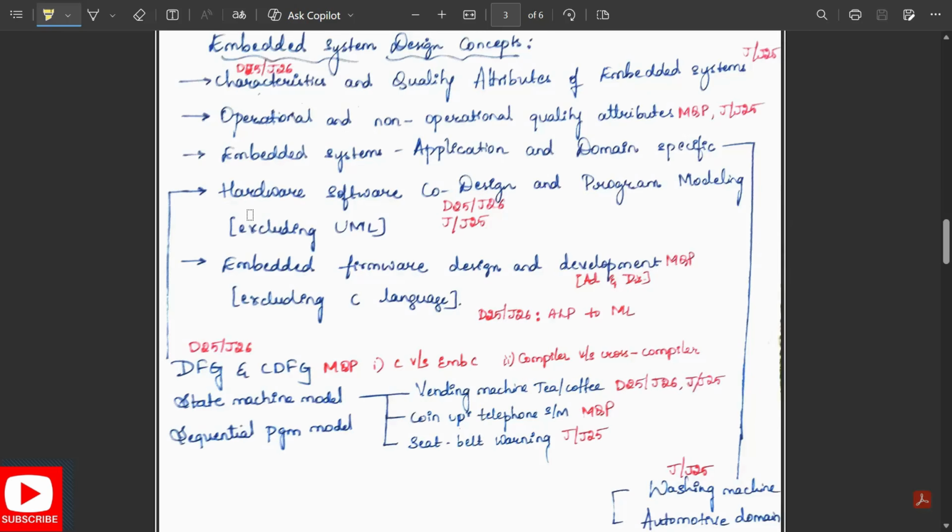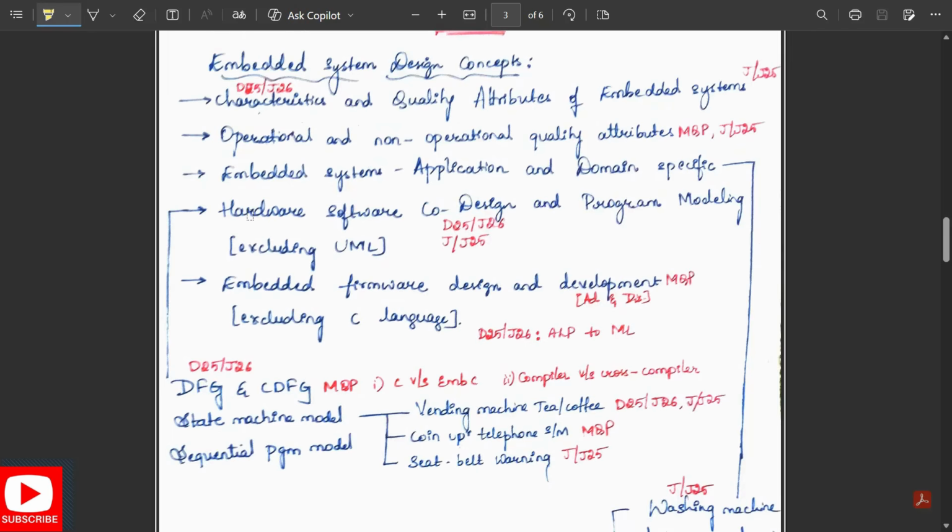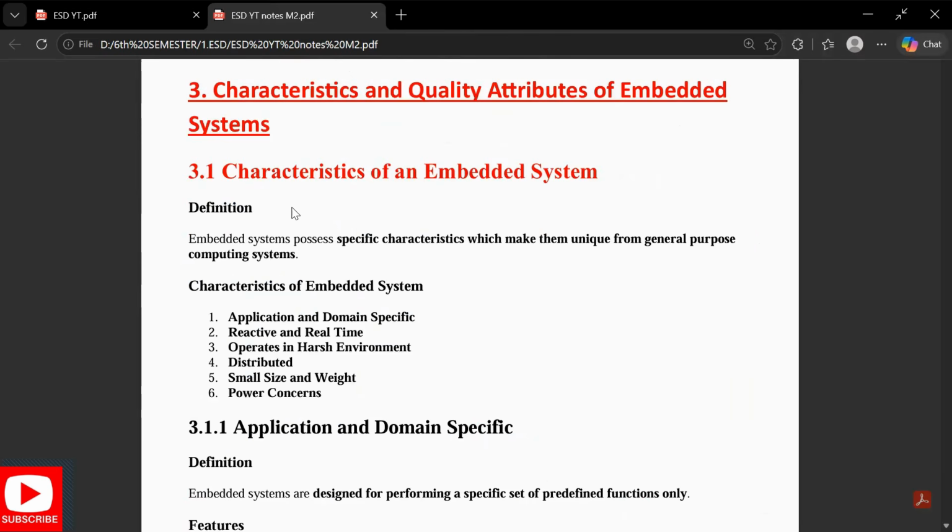And then comes the embedded firmware design and development. You need to know the advantages and disadvantages. So that's all about this module. This module is small, but it actually contains more application-oriented questions that you can expect in the question paper. So we'll move on to the notes.